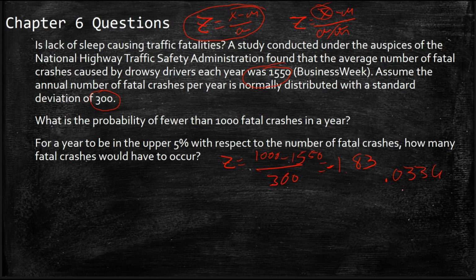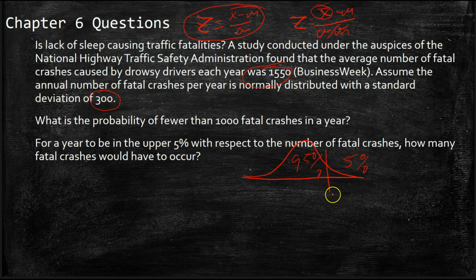For the next question, I'm going to pause it here for a second, and I want you guys to work that out. Okay, so for this one, for a year to be in the upper 5% with respect to the number of fatal crashes, how many fatal crashes would have to occur? So again, friends, what we're looking for here is x. We need to solve for x. And so what we're going to find is, how do I figure out what number is associated with the upper 5%? Well, if I draw out my normal distribution, what I'm looking for is 5% here, and I'm looking for 95% here.